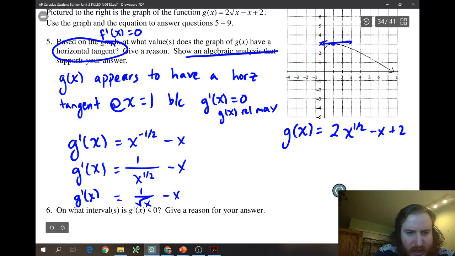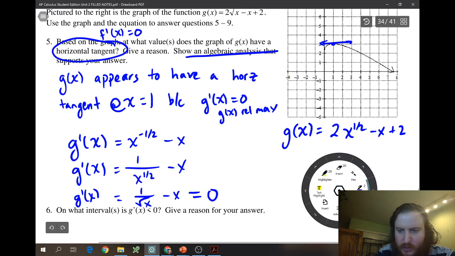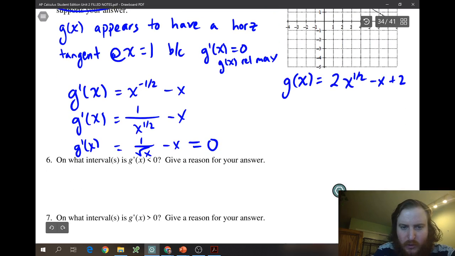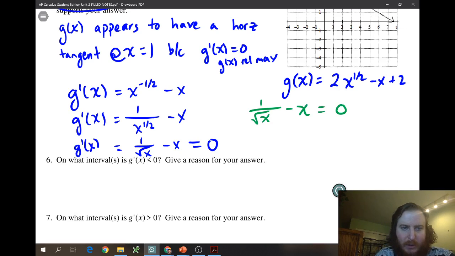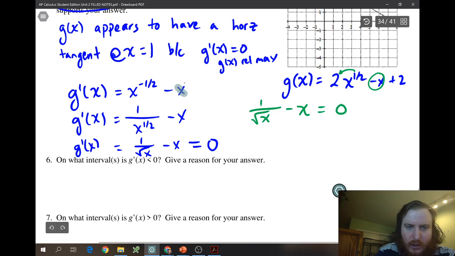So what are we going to do? We're going to set this equal to 0. So we're setting our derivative equal to 0. I'm going to rewrite this to make it a little easier to solve. So 1 divided by square root of x minus x is equal to, ooh, I messed up. Hopefully you caught it. I did make a mistake. I was getting ahead of myself. When I took the derivative of 2x to the half, that's x to the negative half. But the derivative of negative x should have been minus 1. So that should have been minus 1, and that should have been minus 1, minus 1, and minus 1.